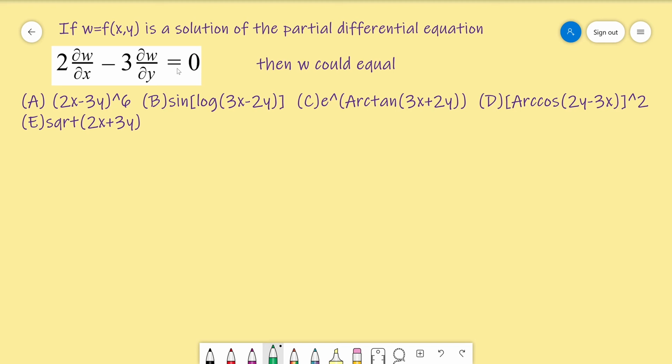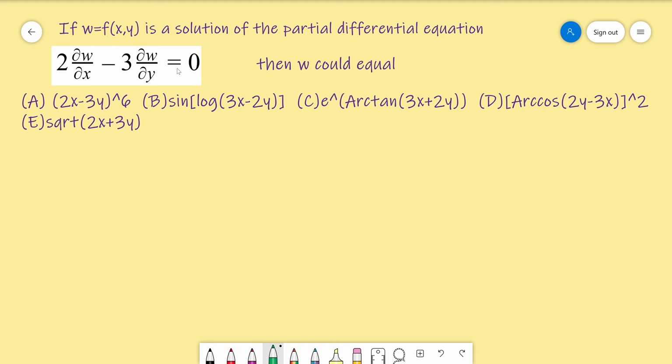Hey everyone, welcome back. This is our last problem in the differential equations chapter of the Cracking the GRE Math Subject Test. This problem is pretty tricky because it looks really intimidating. You've got some partial derivatives, and then if you look at the answer possibilities, they're all pretty strange looking.